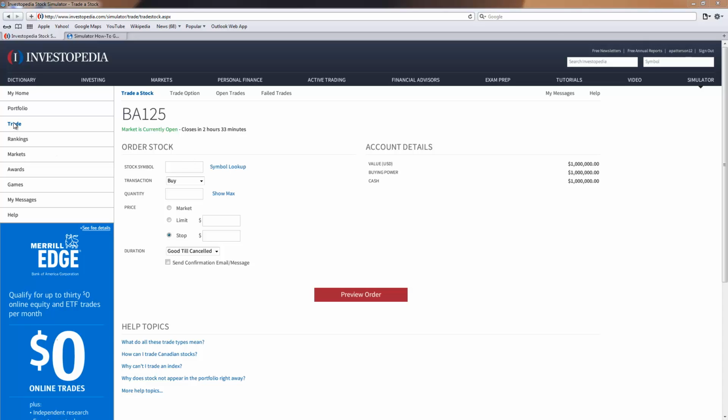You're going to click the trade button on the left side here, and this is how you're going to buy and sell stocks in this screen here. Now you're on trade a stock right now. This is the form you will fill out in order to trade stocks. We'll talk about that in a moment. Trading options, you will not be able to do that in this course, so don't worry about that.